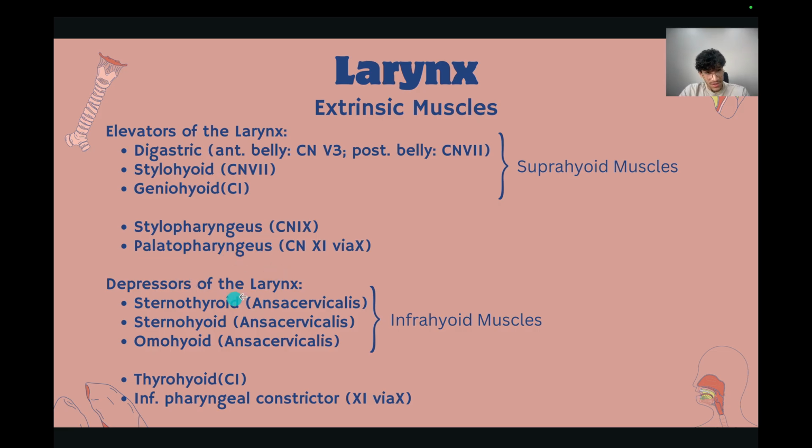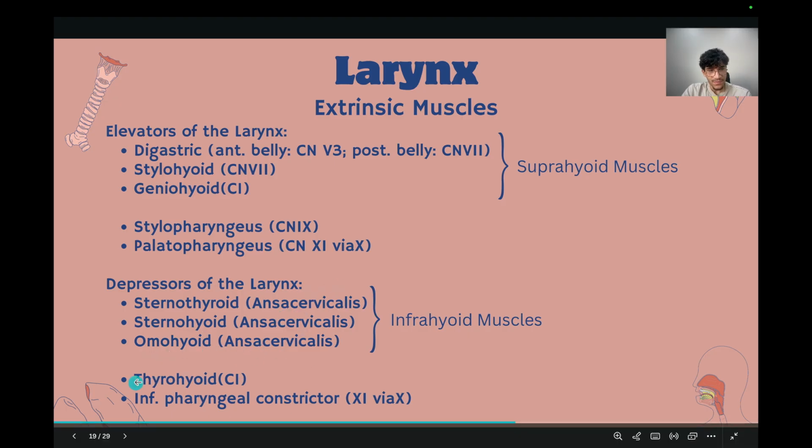Next, we have the depressors of the larynx. We have the sternothyroid, sternohyoid, omohyoid. They're all infrahyoid muscles. Now, ansa cervicalis is basically just a nerve. Be sure to memorize it. And we have the thyrohyoid and the inferior pharyngeal constrictor.